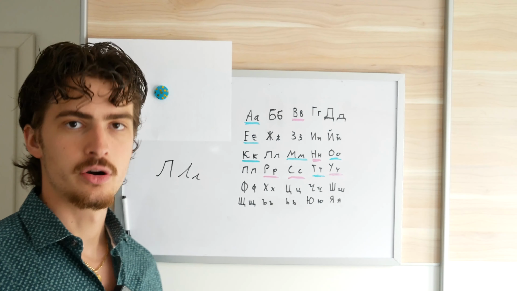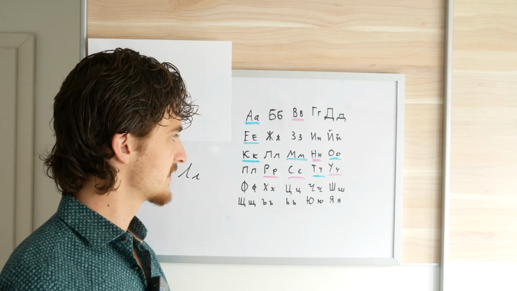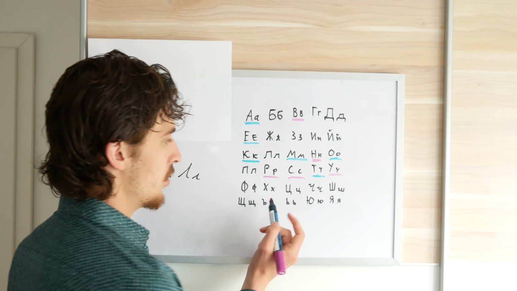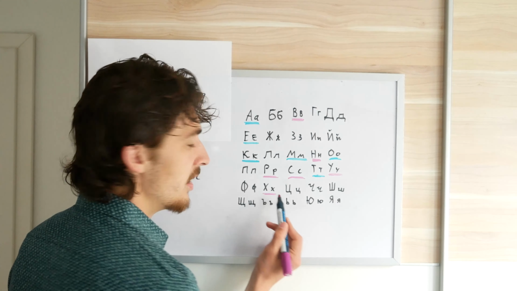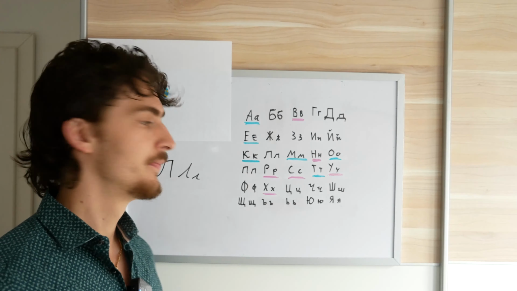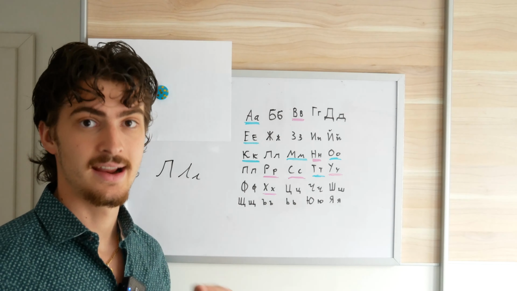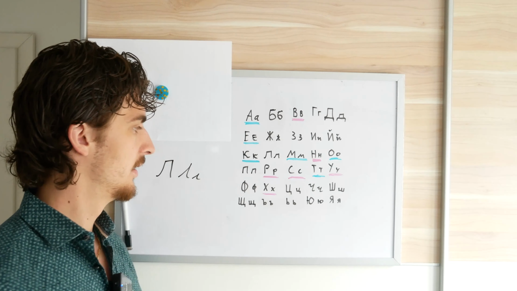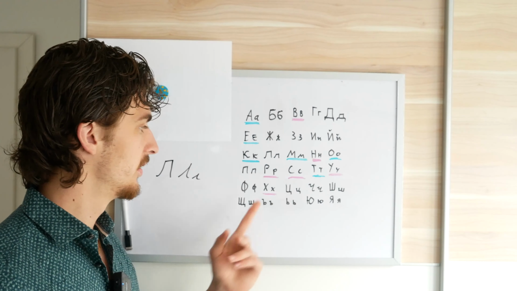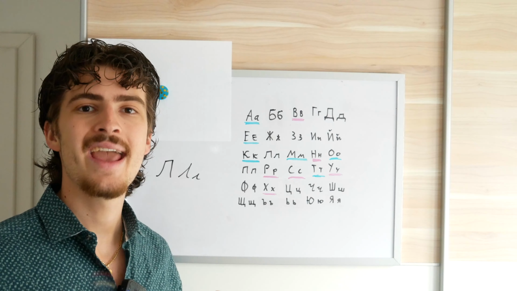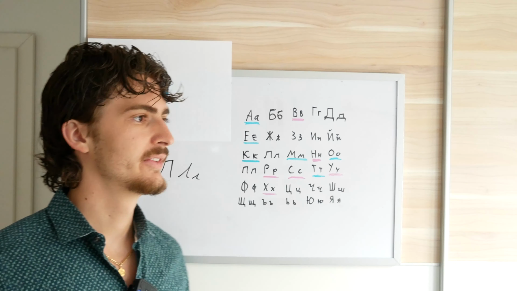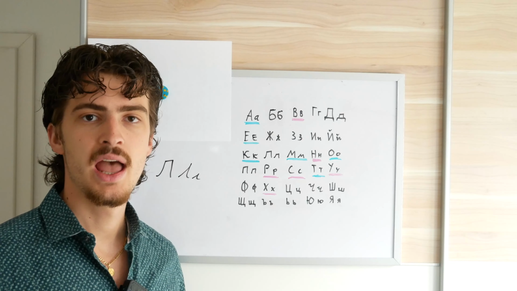Take farm. Next up, we got a false friend again, which is the letter H. This looks like an English X, but it is an H. So basically take the word hamster.